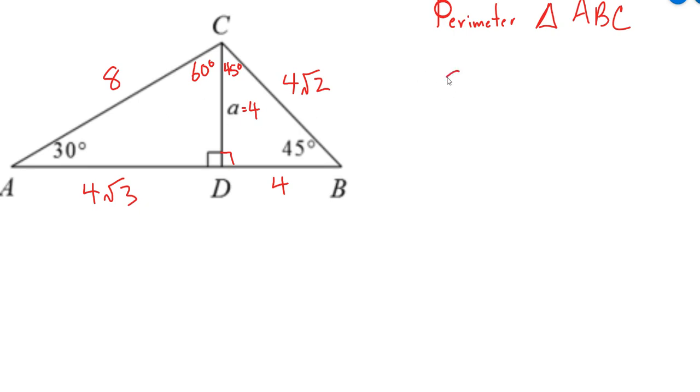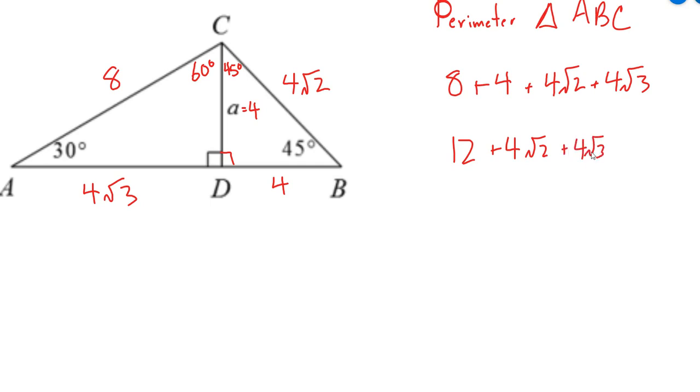And now to find the perimeter, I just have to add all these together. So it's going to be 8, I'll do my other whole number, plus 4 root 2 plus 4 root 3. Add all my like terms together: 12 plus 4 root 2 plus 4 root 3. If you plug that into a calculator, that will come out to be about 24.59. So that's what our perimeter is going to be.